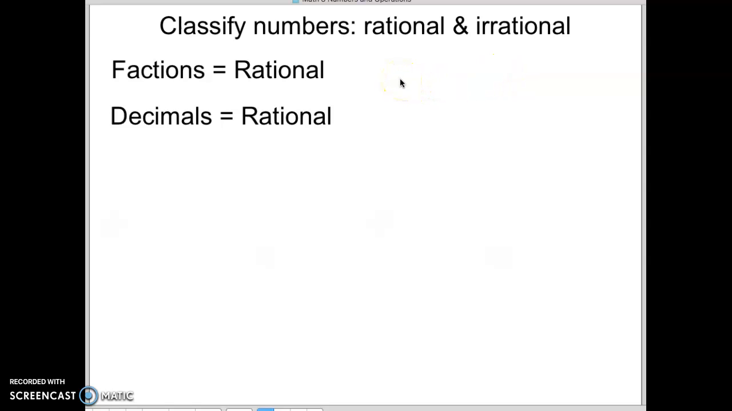The most famous irrational number is pi, okay? Pi is a number that if you try to turn it into a decimal, it never ends and it never repeats. So it's like this fraction that just keeps on giving. That's irrational, okay? Or it's the square root of a number that's not a real square root.